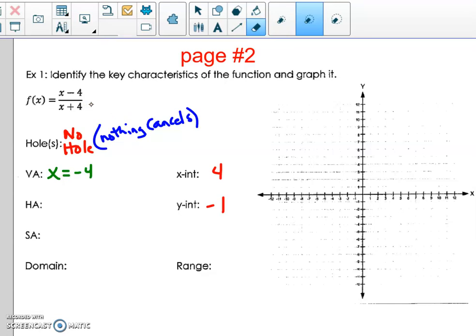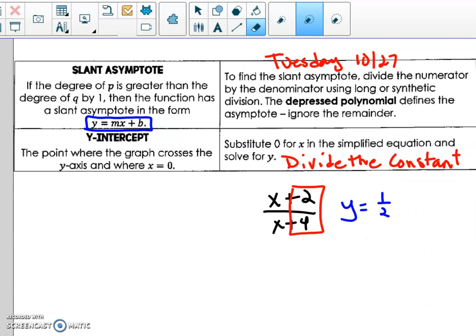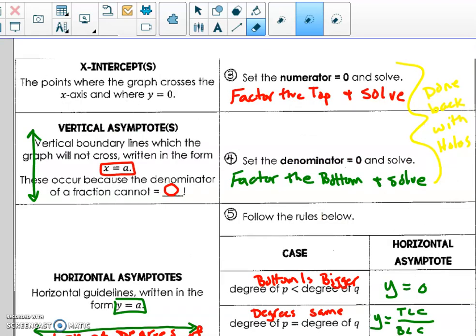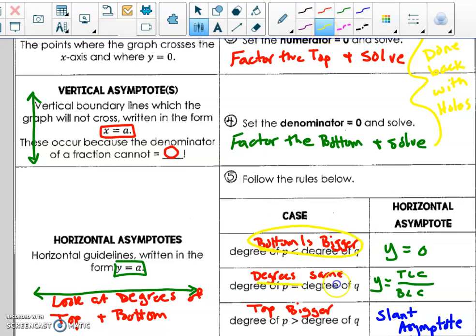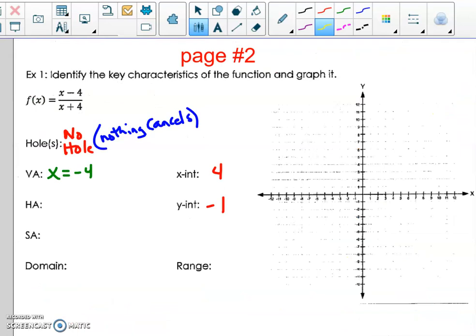So let's go back and look at the cases for horizontal asymptotes. Down here on the bottom right-hand corner, it talks about the degrees. So what we're trying to figure out is: is the bottom degree bigger? Are the degrees the same? Or is the top degree bigger? In our problem, our degrees are the same. We have a 1 and a 1. So our degrees are the same.